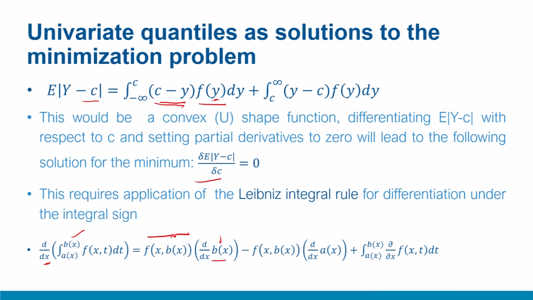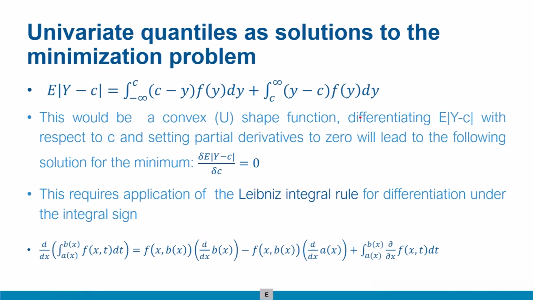So effectively, the first term will converge to something like c minus y. This will be 1, the constant fy. And you have to find the values at limits minus infinity to c. So this will be 1. What about the second term?